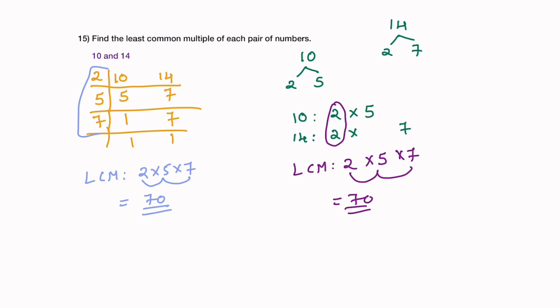So do you see? This 2 here, though we had two 2's, each one having one, we only write it once, okay? So that's how it's not 10 times 14. It's 10 times 7 because this 2 is already taken as a common factor. I hope this concept is clear to you now. Okay? Let's go to the next one.